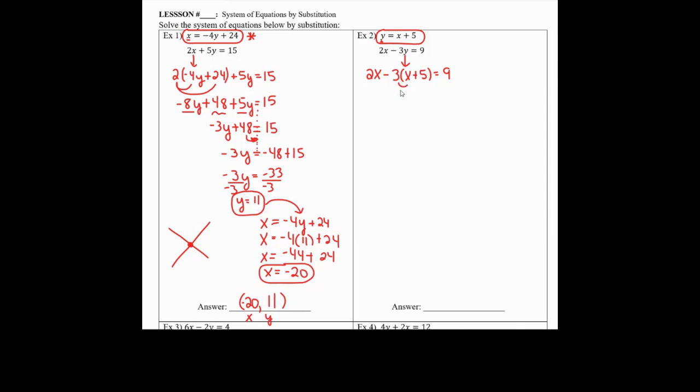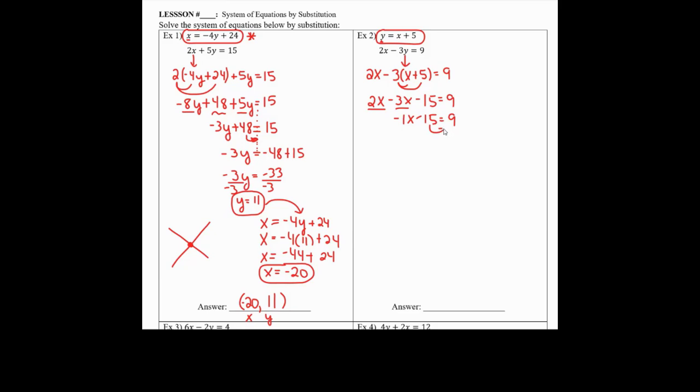First step, eliminate parentheses. I'm going to bring down the 2x. Negative 3 times 1x is negative 3x. Negative 3 times 5 is negative 15, equals 9. Now we're going to combine like terms. Combine 2x with negative 3x. So 2 minus 3 is negative 1x. We bring down negative 15, equals 9.